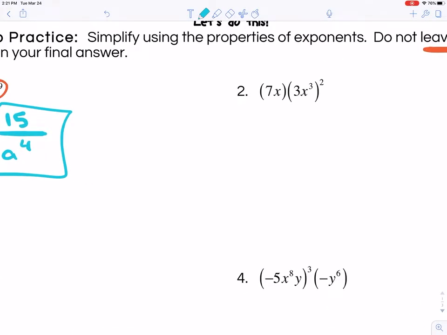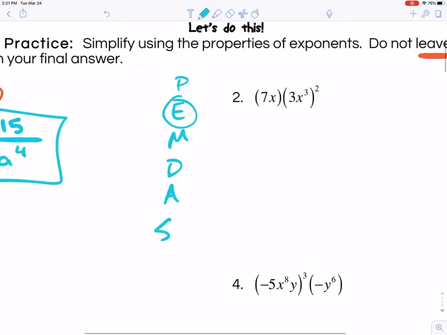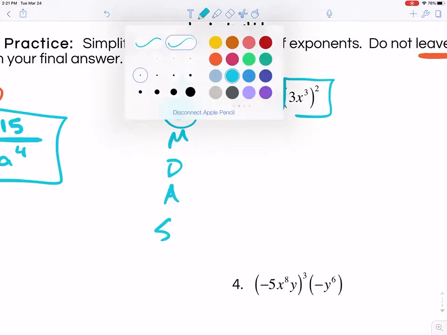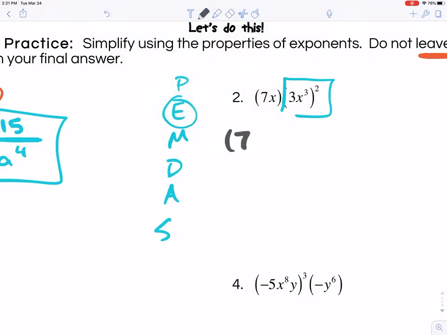Alright, for number 2, first thing I'm going to do is look at this as multiplication, so 7x times the quantity 3x cubed to the second. So order of operations, if I think back, before multiplication actually comes the exponentiation. So I'm going to take care of this chunk here first. So I get 7x times, and then 3x cubed all squared.